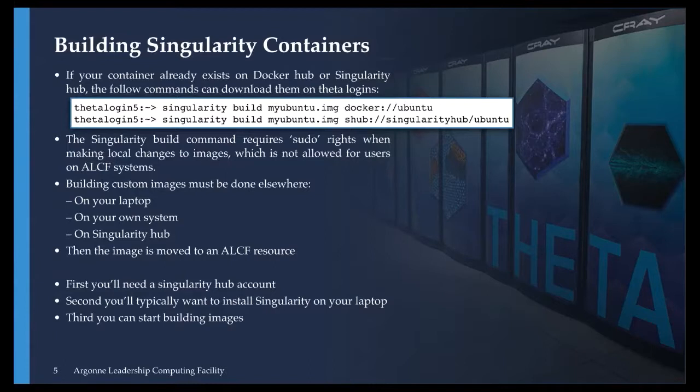Now, if you don't have a container ready that already exists on Docker or Singularity Hub, you can always build those. Unfortunately, for Singularity, you require sudo rights to build containers. If you're going to be running a recipe to build a container or you're going to be editing the contents of the container, you need sudo rights. And of course, we're not going to give you sudo rights on the login nodes. So for custom images, these have to be built elsewhere: either on your laptop, your own cluster, or you can use Singularity Hub.